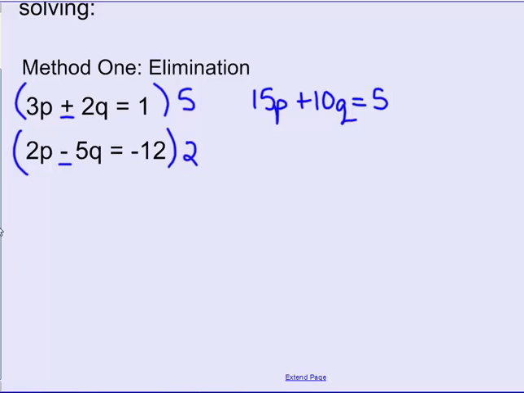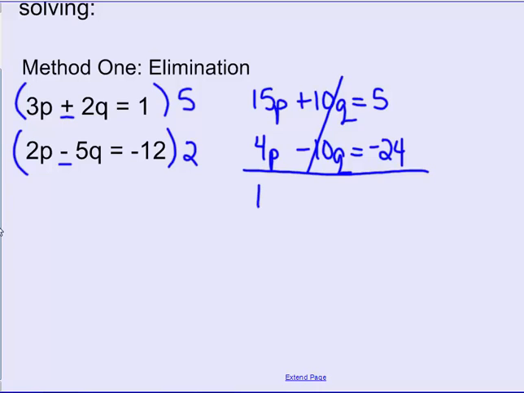Multiplying each term in the second equation, I get 4p's, and negative 10q's would give me negative 24. Combining those equations, the q's are eliminated. So I get 19p's equals negative 19. Dividing by 19 on both sides, I get p equals negative 1.